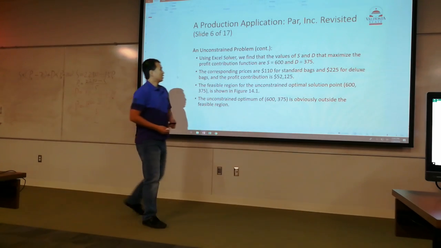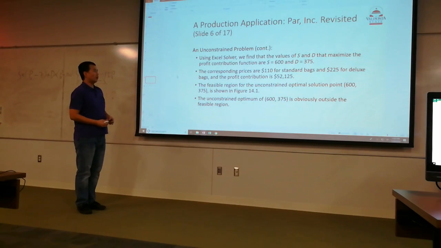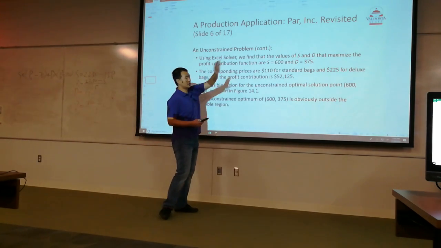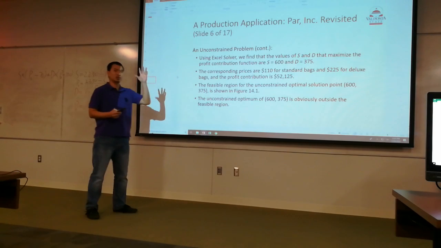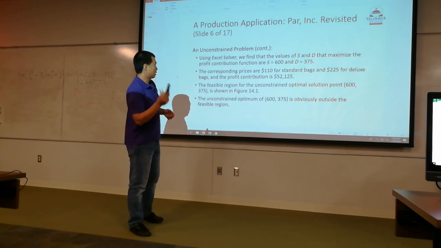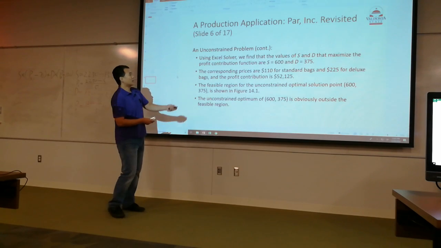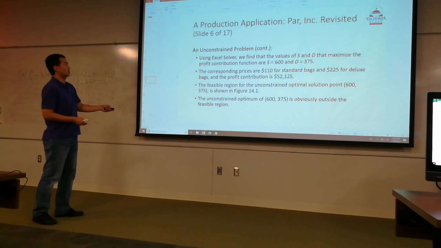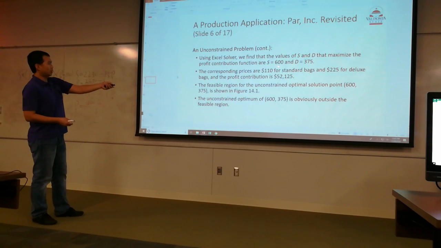So let's use the Excel solver to find that solution. We are not going to do that in this class because we just implement the objective function there. We don't have to add constraints, so that's an easy thing to do. So that's the solution for the unconstrained problem. So 600 for the standard bag, 375 for deluxe bags, and we have the total profit.